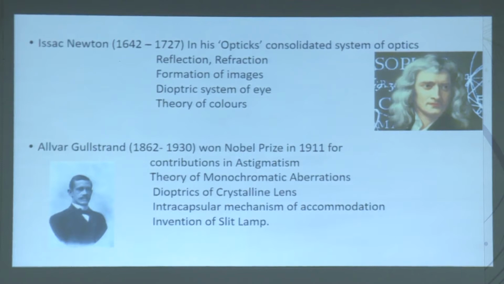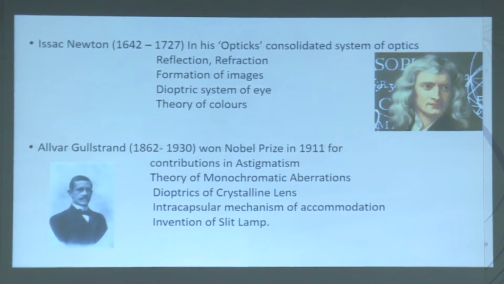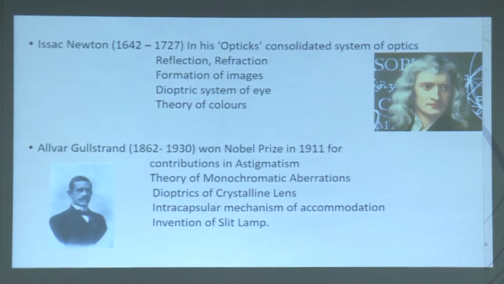Later, Alvar Gullstrand won the Nobel Prize in 1911 for his contributions in astigmatism, the theory of monochromatic aberrations, dioptrics of the crystalline lens, the intracapsular mechanism of accommodation, and the invention of the slit lamp.